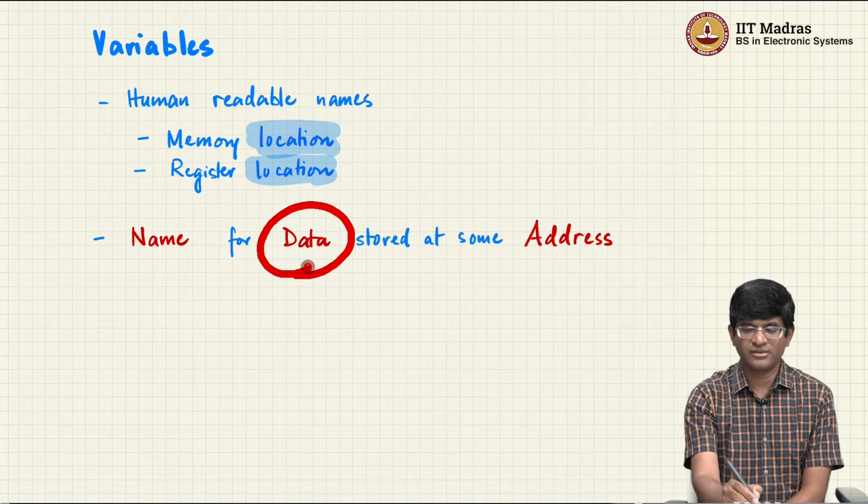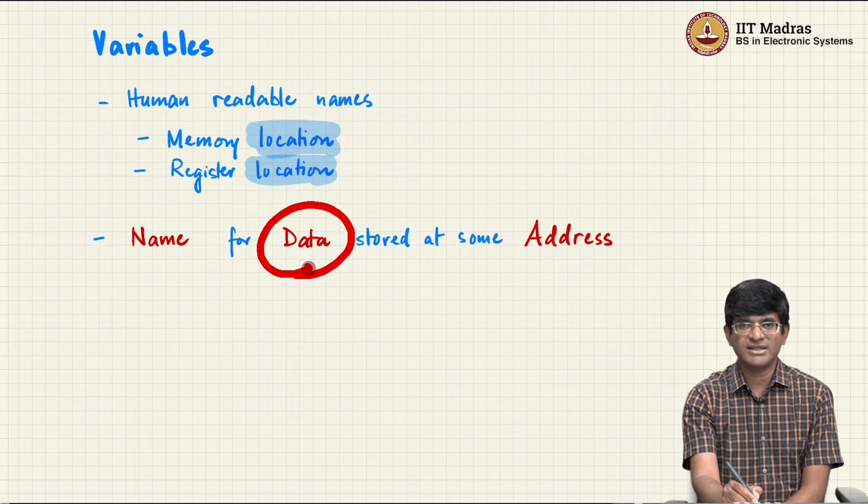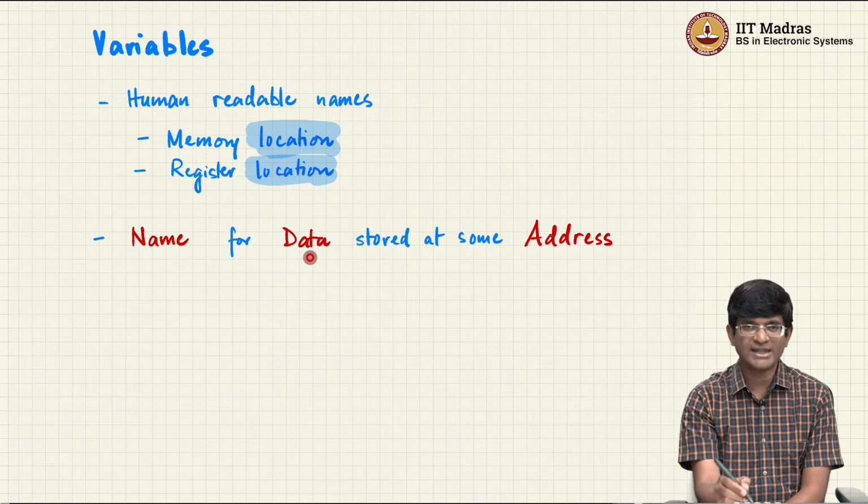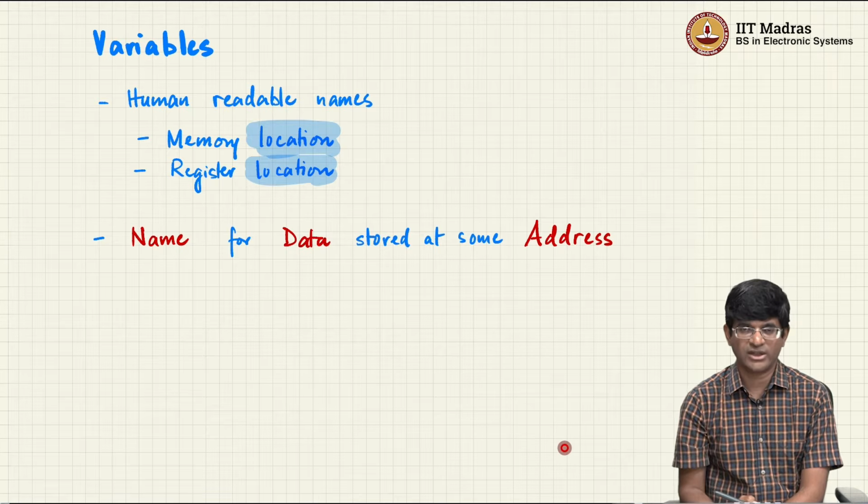The data itself might change. So the name does not change if the data changes from 5 to 36, right? The name still remains exactly the same. And that is where it becomes useful for the humans who are actually writing the code.